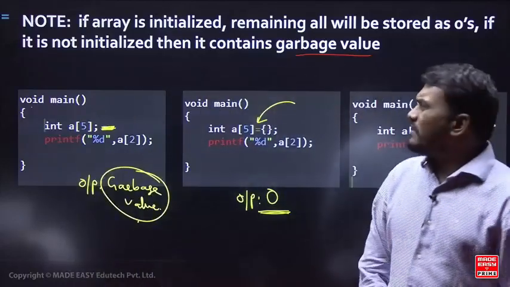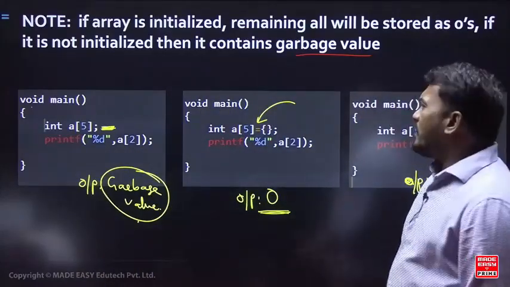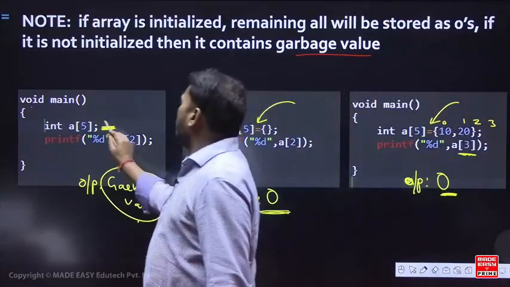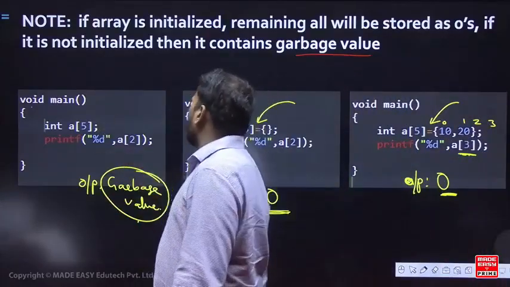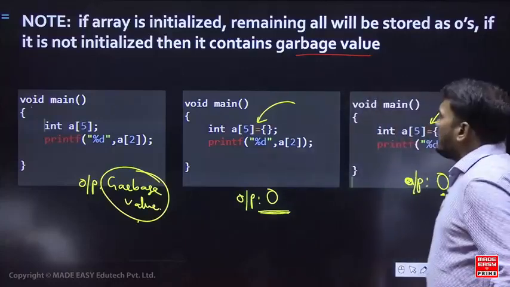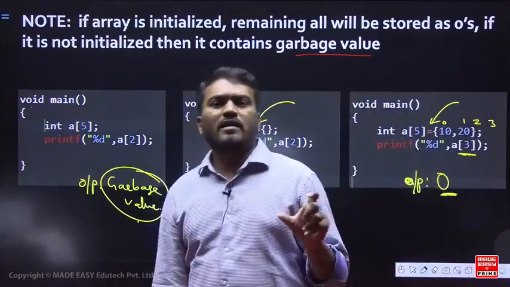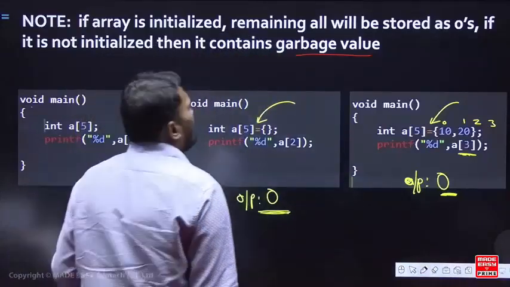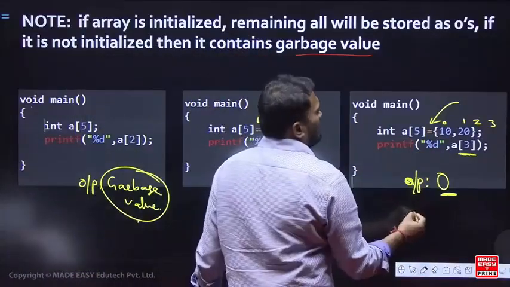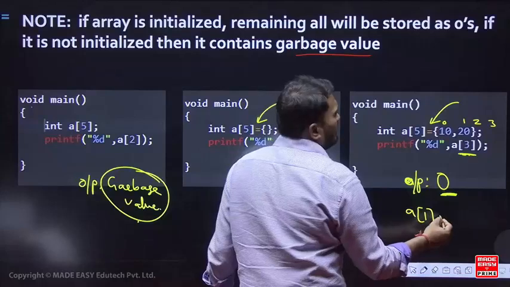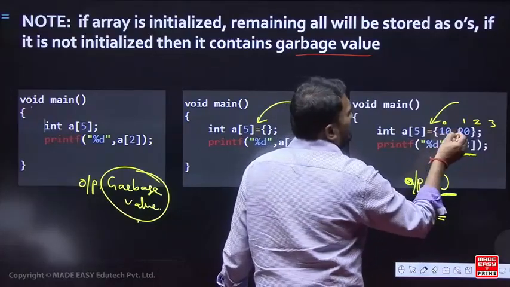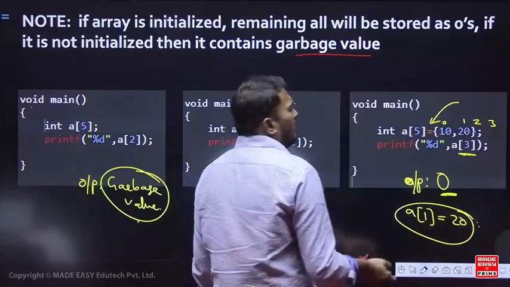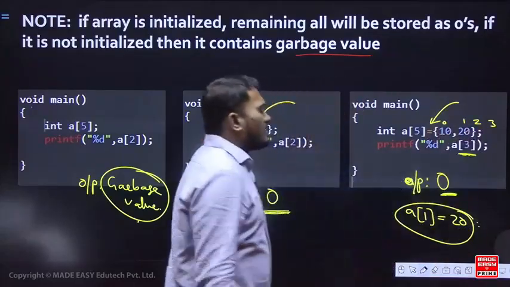A small point I want to tell you, nothing important in this actually. As a computer science student, you should be knowing this. If the array is initialized, automatically the remaining will all be zeros. Is that clear? It prints the original value. In this, if I print a of 1, a of 1 means 20. There is no doubt in this. The remaining all will contain zeros.